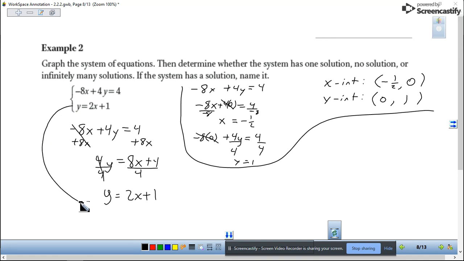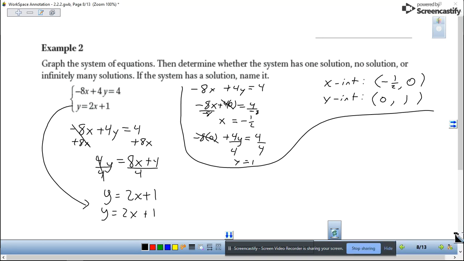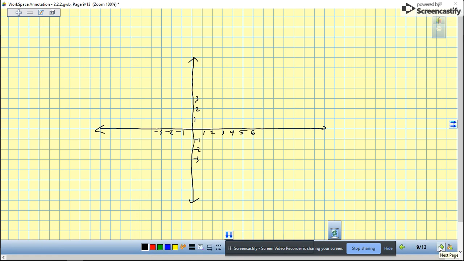Now, if I bring this other equation down, you should see something that's incredibly important. What is it? I'm hoping you're going to say that it's the same equation. And you're right, that is correct. That should tell us something about what we're going to have going forward. So when we go over to graph this, we have y equals 2x plus 1 and y equals 2x plus 1.